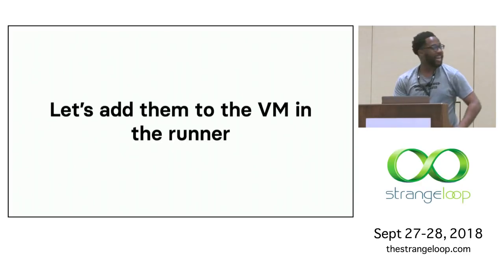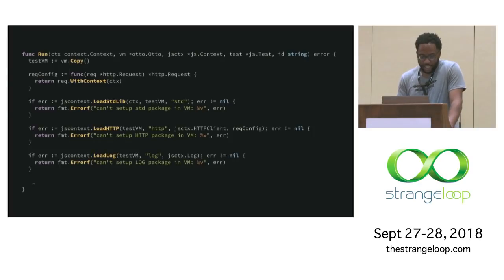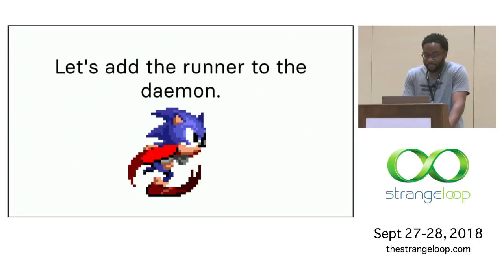Whew, all right. So let's add them to the VM in the runner. Basically, below our test VM.copy, if we have all of this good stuff passed in, what we can do is just call all of these functions with the context in the test VM. For a standard library, we're just going to give it the package name, like standard or abbreviated. HTTP, we're just going to call HTTP, and log, of course, is going to be log. And yeah, it's pretty dope. And now we can add the runner to the daemon.